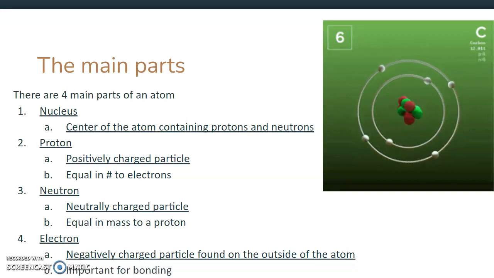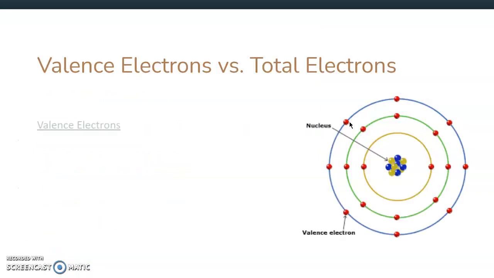So in most atoms, it's neutral, and we'll talk about some special cases a little bit later when it's not. But the other important thing about our electrons is that they're incredibly important for bonding. Most of chemistry happens because of our electrons. So we'll learn more and more about that as we go through the semester, or through the partial, I should say. Another important thing is to distinguish between valence electrons and total electrons.